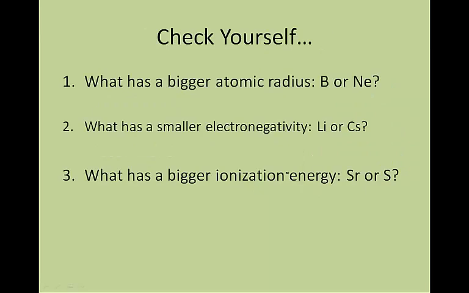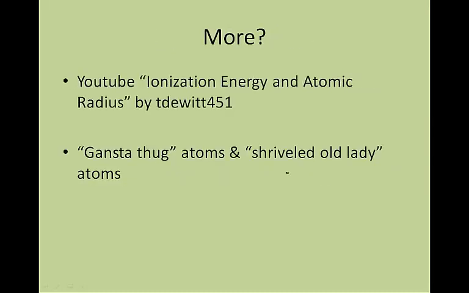Okay, take a minute here to check yourself. Follow the trends on the periodic table to identify which has a bigger radius, a smaller electronegativity, and a bigger ionization energy. If you want more information, you can check out this YouTube video.